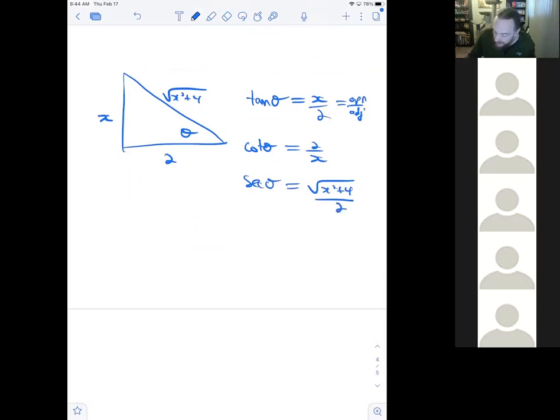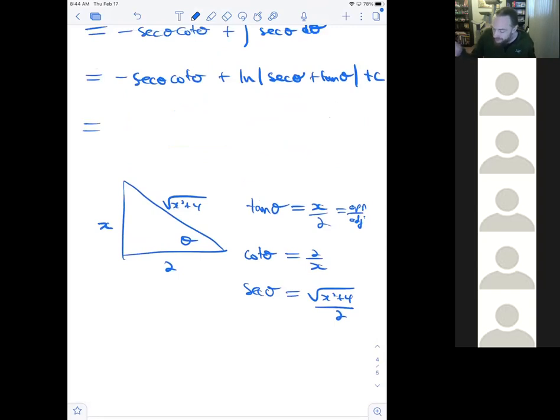So what do we get? Our integral is equal to negative secant, which was the square root of x squared plus 4 over 2, times cotangent, which is 2 over x. These cancel nicely. Plus the natural log of secant, which was the square root of x squared plus 4 over 2, plus tan theta, which is x over 2, plus c. You can leave it like that. There's no point simplifying, but that's our antiderivative.